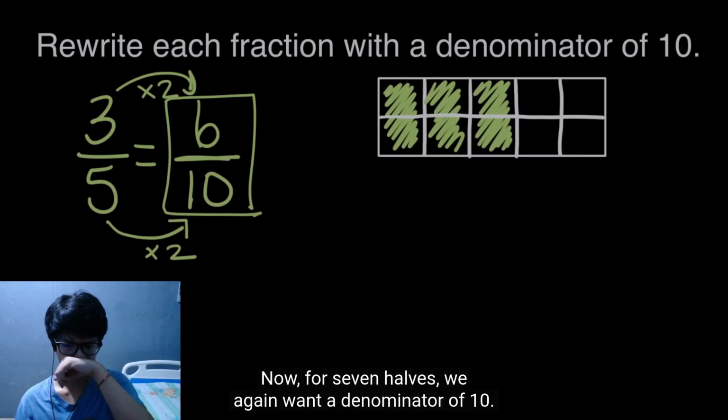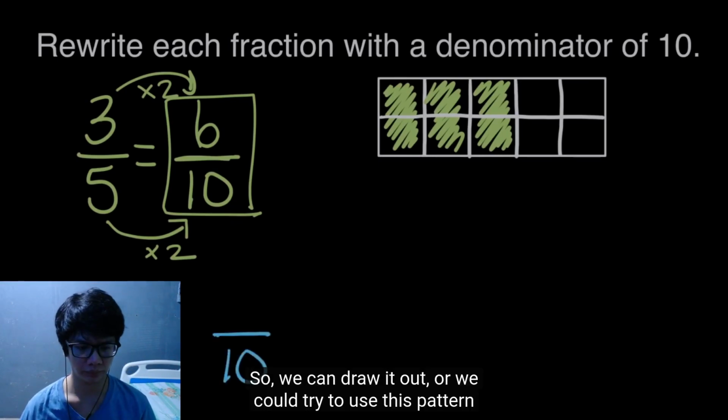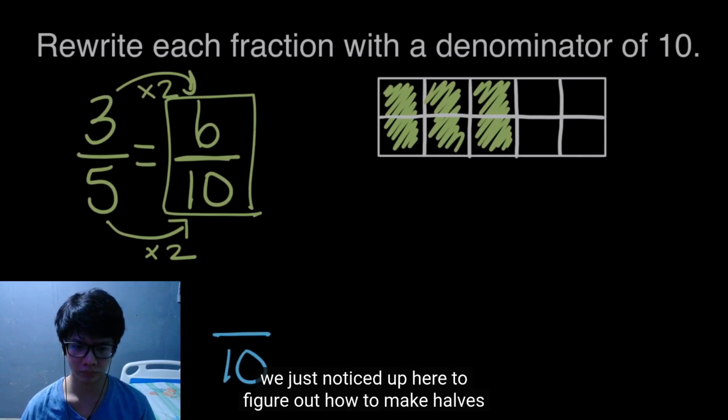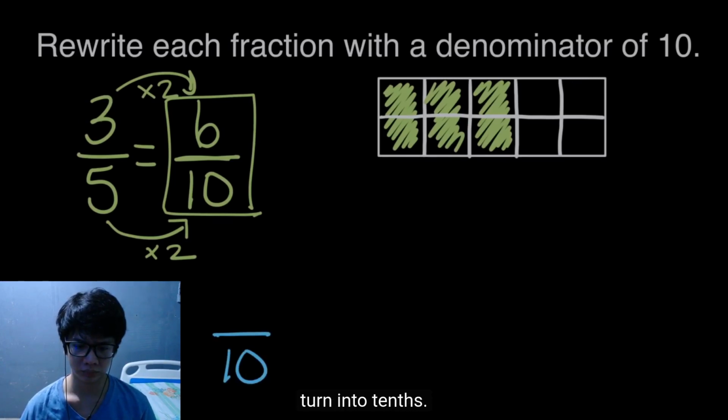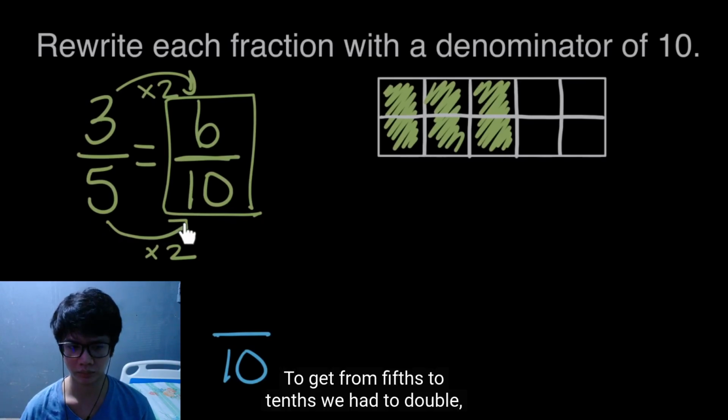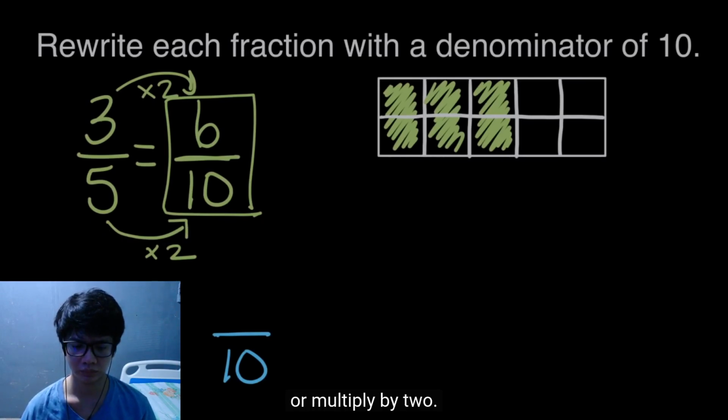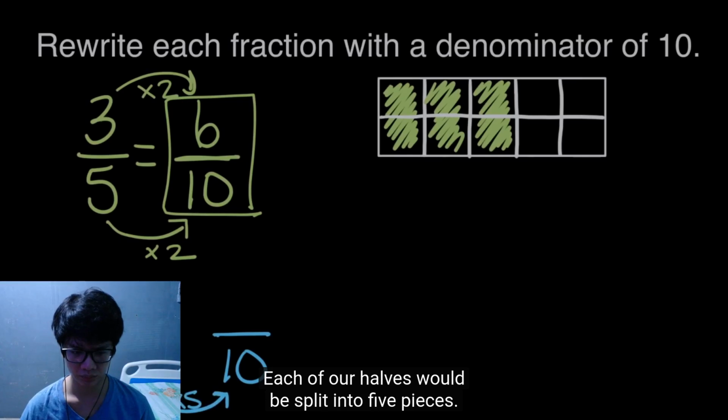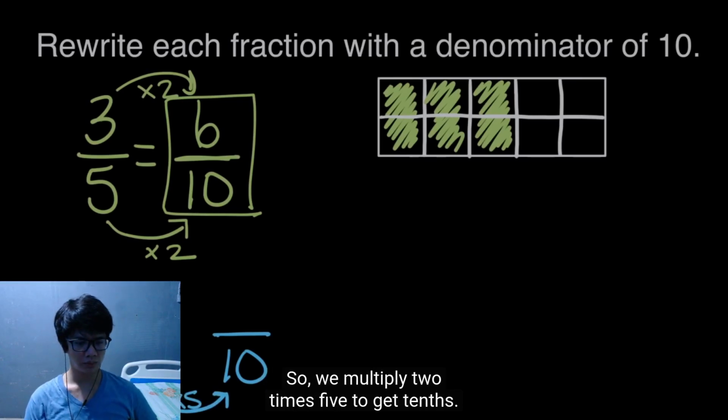And now for 7/2, we want a denominator of 10. So we could draw it out, or we could try to use this pattern we just noticed up here to figure out how to make halves turn into tenths. To get from fifths to tenths, we had to double or multiply by 2. To get from halves to tenths, we'd have to multiply each of our pieces times 5. Each of our halves would be split into 5 pieces. So we'd multiply 2 times 5 to get tenths.